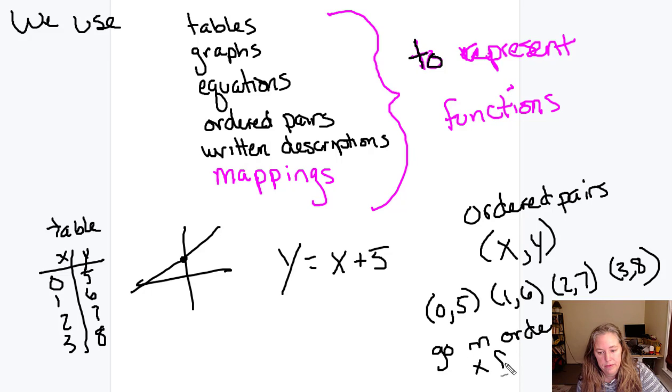X first, then Y. Ordered pairs. Written description. I gotta make one up pretty quick for this. A written description would be like somebody gets a $5 tip and makes $1 an hour. Okay, or a $5 one-time gift and then $1 an hour.